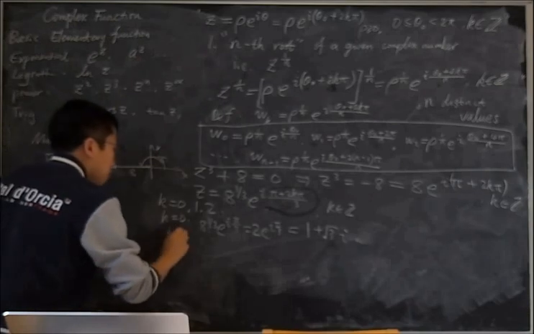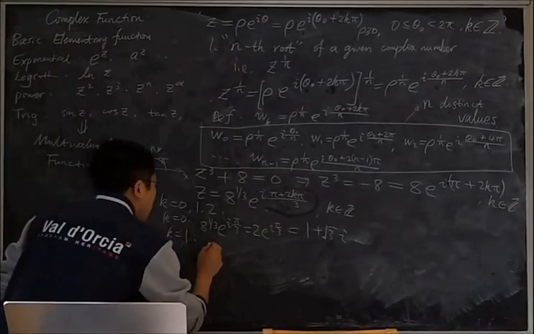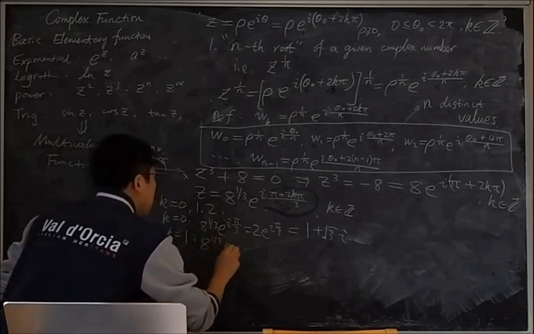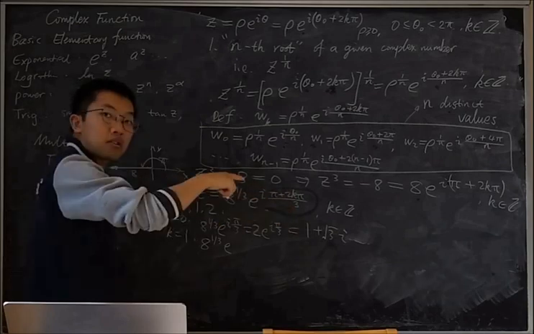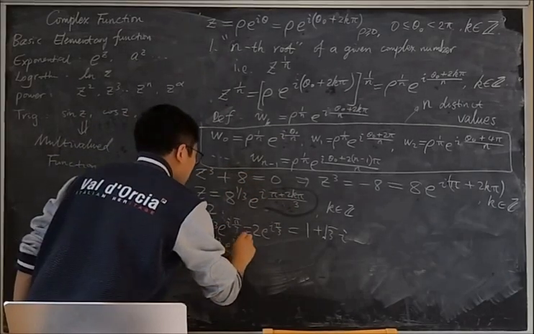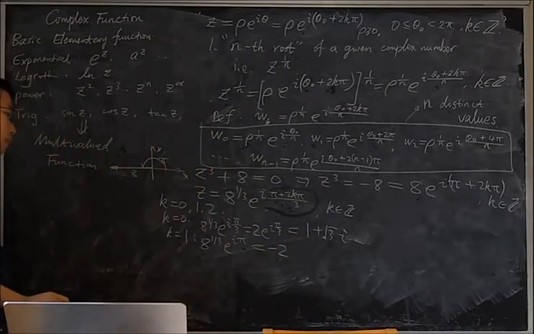When k equals 1, it is just 8 to the power 1 over 3 times e to the i, and I plug in k equals 1, so that's 3 pi over 3, that's just pi. So e to the i pi. e to the i pi is negative 1, so this is obviously just negative 2.